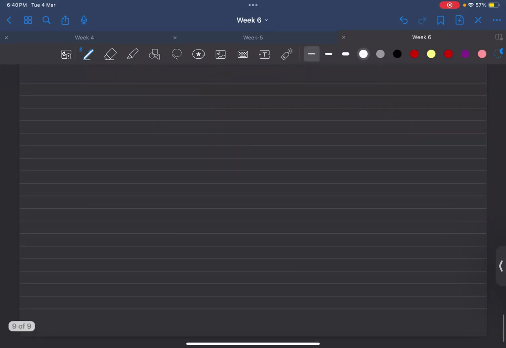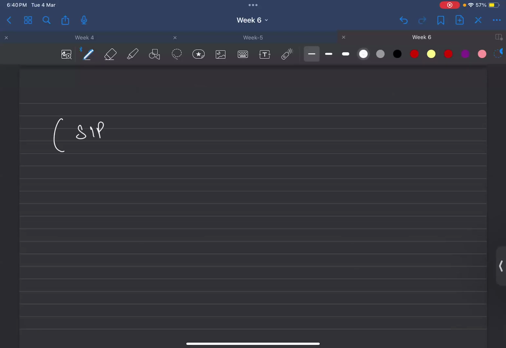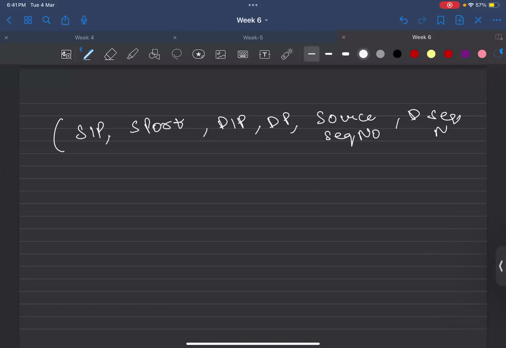Which consists of source IP, source port number, destination IP, destination port, source sequence number, and destination sequence number. This logical pipe is identified by a tuple of the 6 elements containing these IP addresses and port numbers, basically.